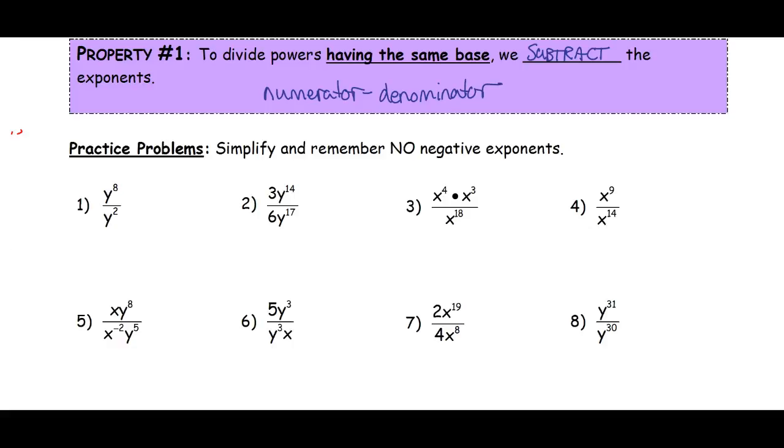Number one, we have y to the eighth power divided by y to the second power, same base. So we're going to go ahead and subtract our exponents. So we get y, 8 minus 2 is 6.